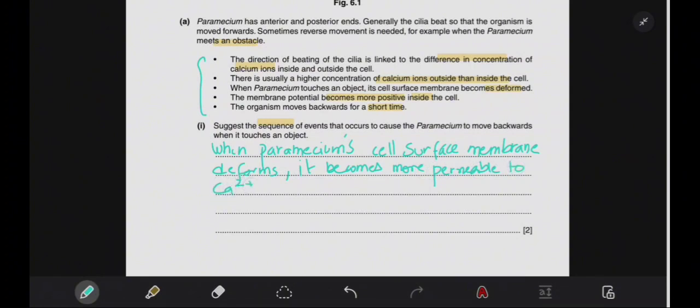Right? And then obviously, since the concentration of calcium ions is higher outside the cell, they will diffuse down the concentration gradient. And then it is written here that after this happens, the membrane potential becomes more positive inside the cell, and then the organism moves backwards. This is how cilia will beat.